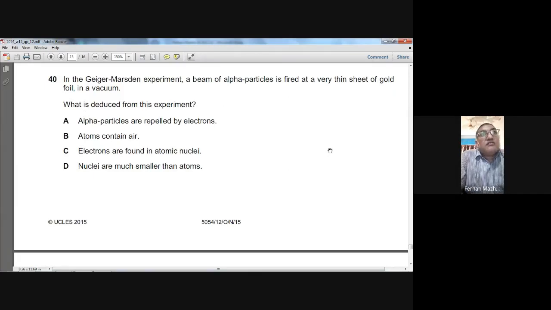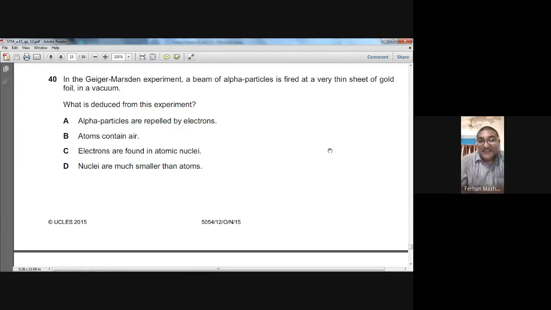The Geiger-Marsden experiment. A beam of alpha particles is fired at a very thin sheet of gold foil in a vacuum. What is deduced from this? It is a famous experiment, and in this experiment they bombarded a very thin gold foil with alpha particles, and what they found was that most of the alpha particles went straight through the gold foil and very few of them were deflected or bounced back. From there he made a conclusion.